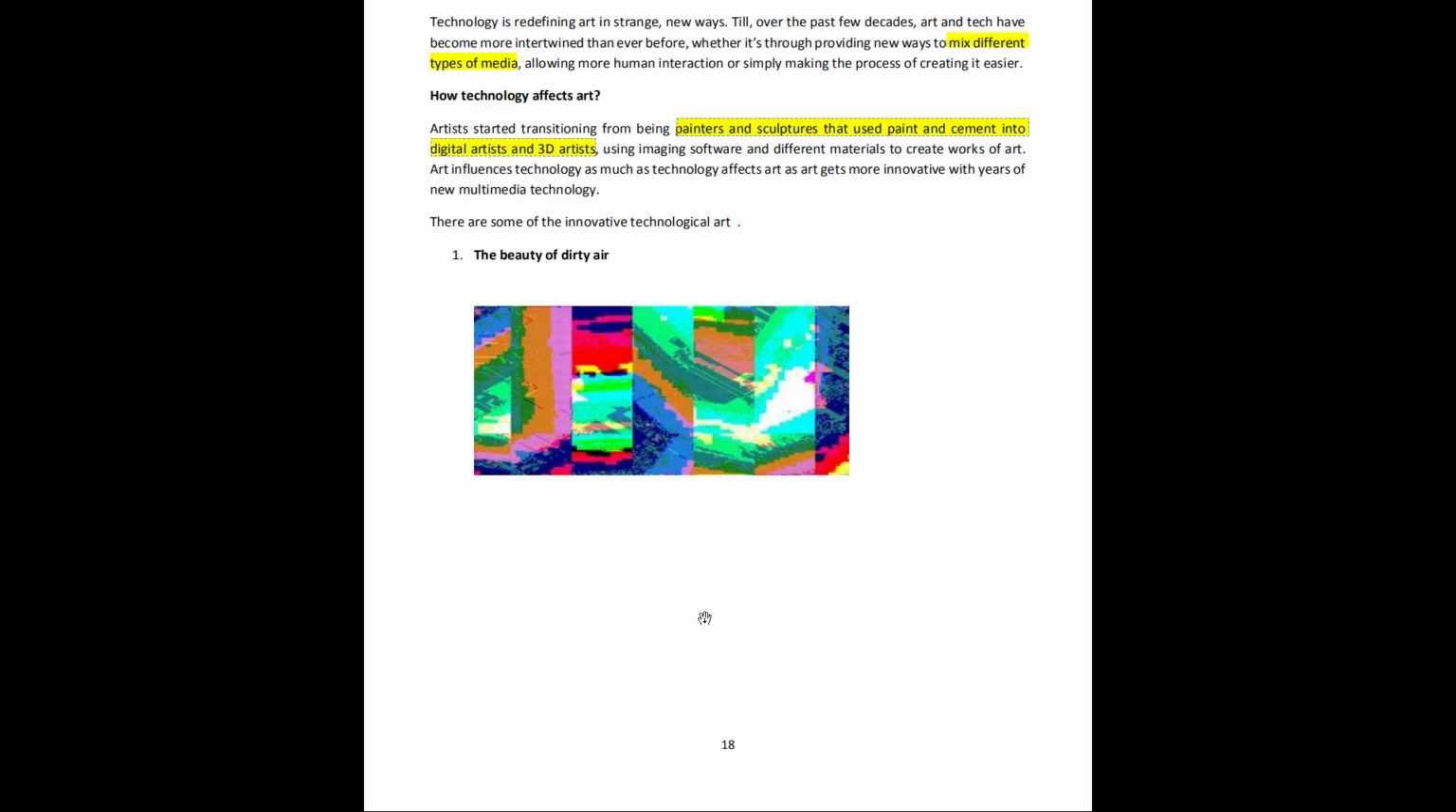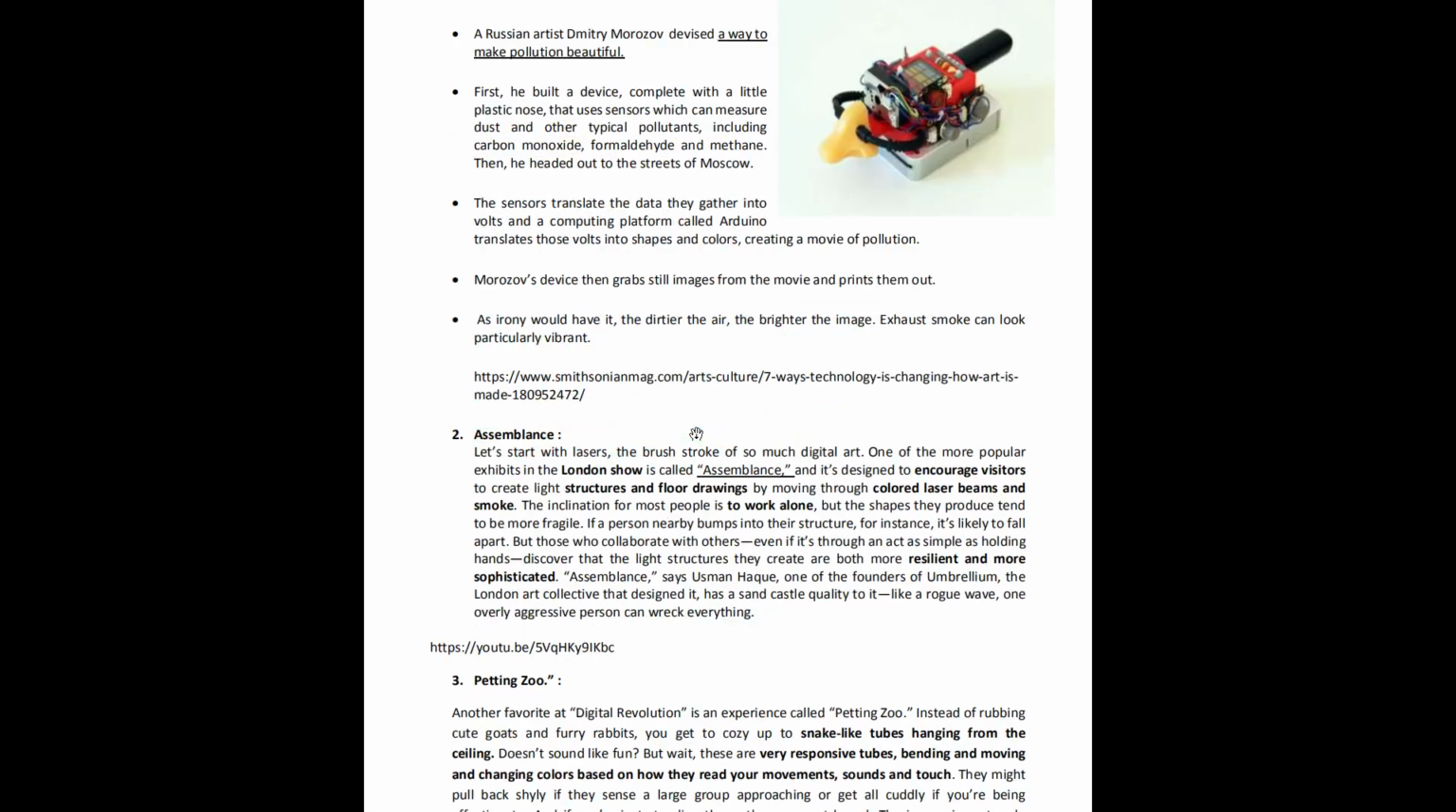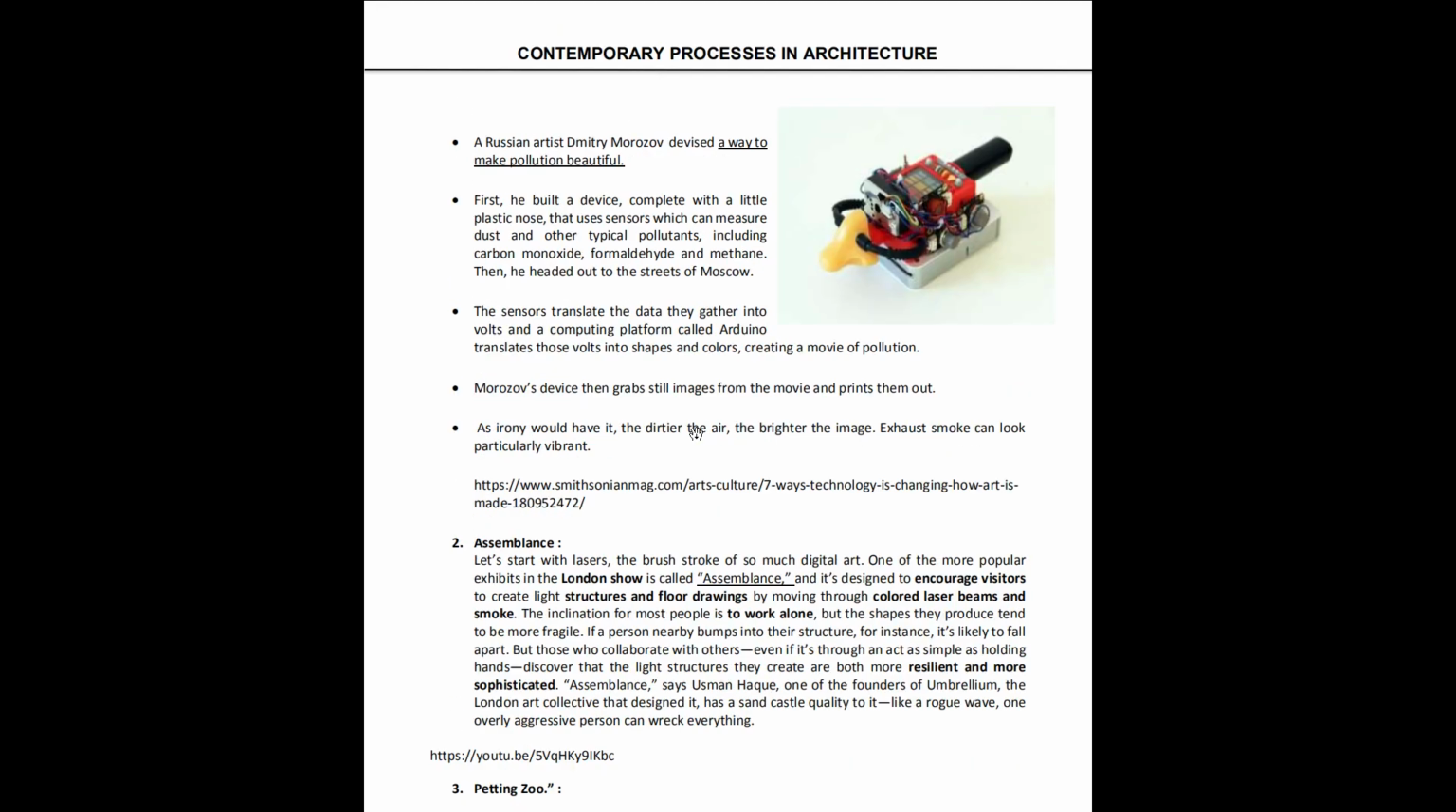The first thing we are going to look at is some of the technological or innovative art forms which have been developed. The first one is called the Beauty of Air, as this picture shows. This is a person who devised a device which will absorb the dirty air and create a kind of modern art on the facade, where each color is given to each pollutant in the air. It's a very interesting thing. This was created by the artist Dmitry Morzov, in a way to make pollution beautiful. That was his aim.